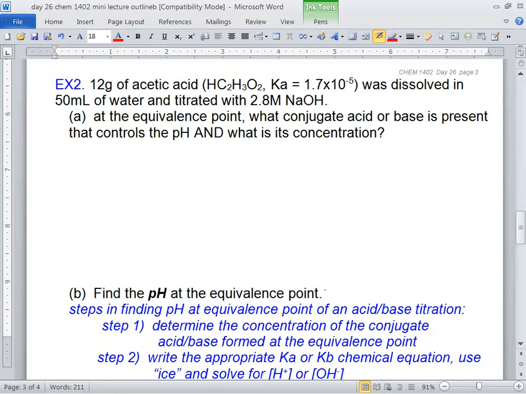Audrey, where would you start here? We've got 12 grams of acetic acid, and I'm giving you the Ka, so you have to look it up, dissolved in 50 mL of water, titrated with 2.8 molar NaOH. At the equivalence point, what conjugate acid or base is present?